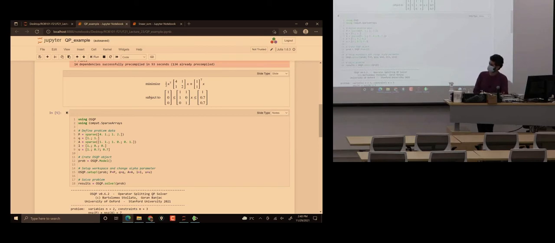The way this package works is like this. It wants you to first create that Q, we call it P here. And it must be of this type of a sparse matrix. That's why I'm loading this compact sparse arrays. That's a requirement for the OSQP package. So define your Q or P matrix, Q, as we talked.